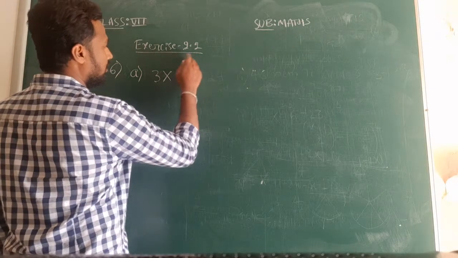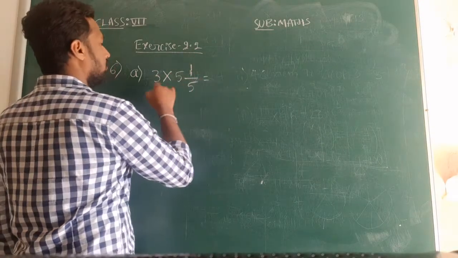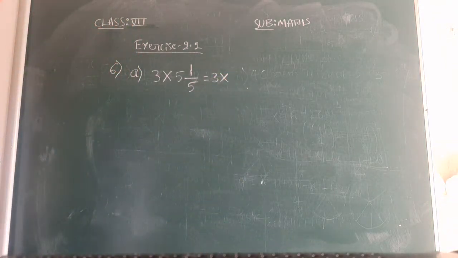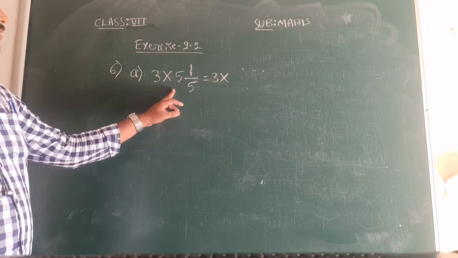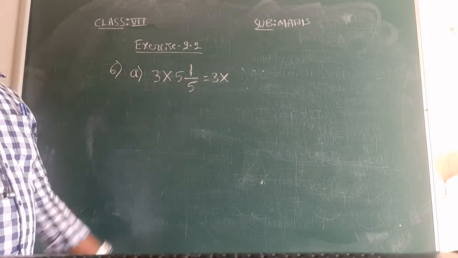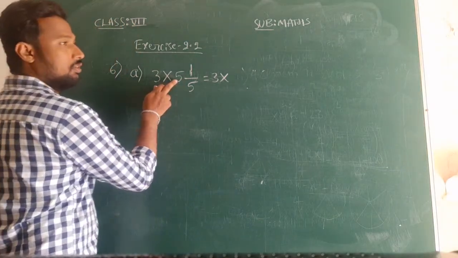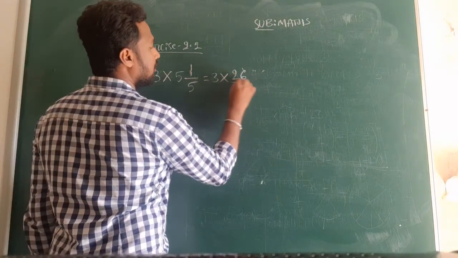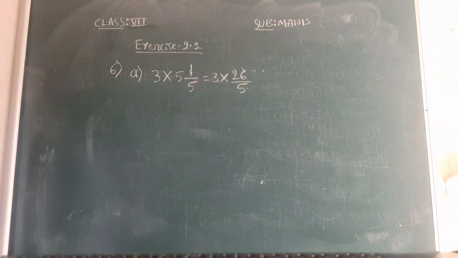Here first we will convert this mixed fraction to an improper fraction. How will you convert? First we will write 3 as it is, so 3 into. Next, what you will get here? That is 5 into 1 by 5. If you convert this mixed fraction, what you will get? 5 into 5, 25. 25 plus 1, 26. So 26 divided by 5. So what we got now? 3 into 26 by 5.